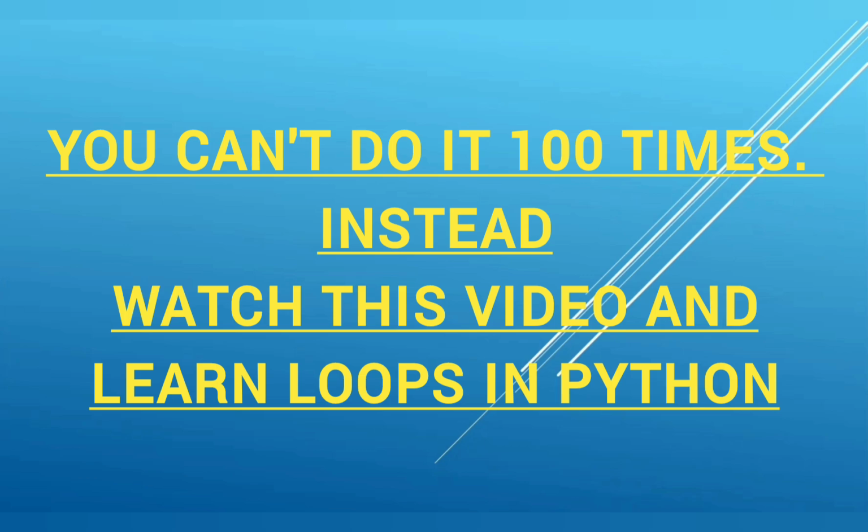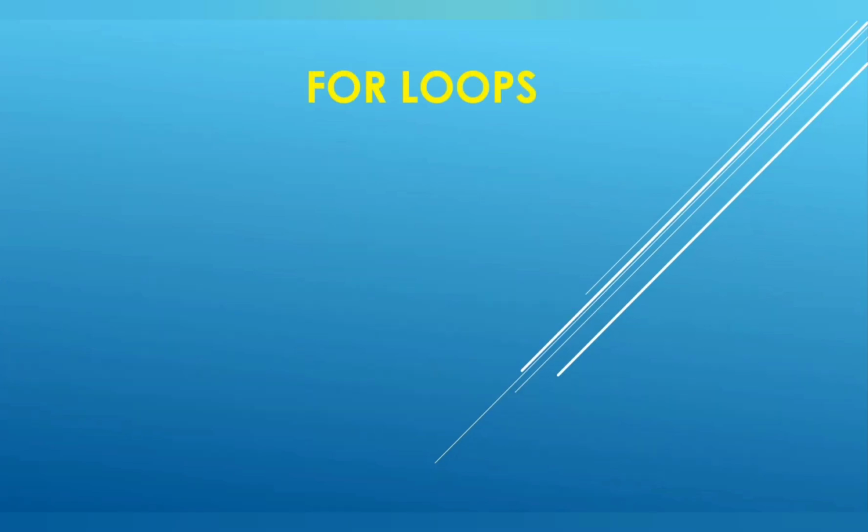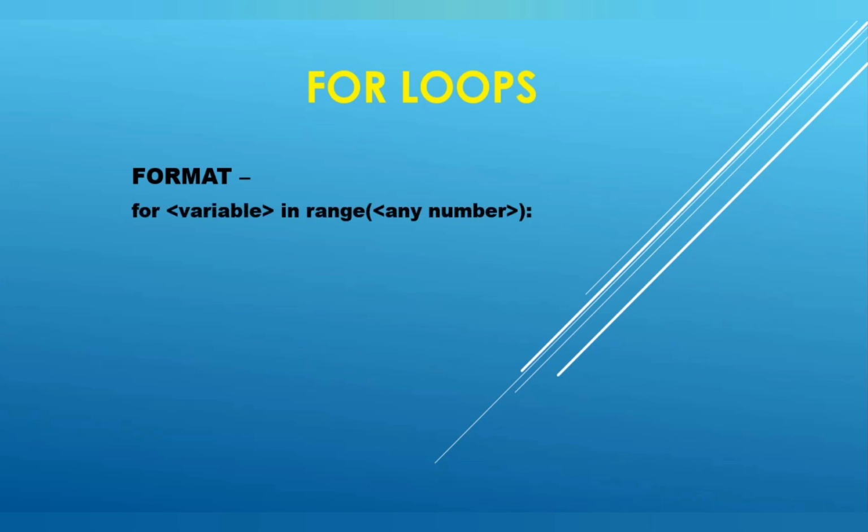So there are two types of loop in Python. The first one is for loop. You can see its format on the screen. You have to write for, then take a variable and then write in range, then any number in parentheses. And don't forget to add a colon at the end. An indentation of the block of code is important to tell Python where the block begins and ends.